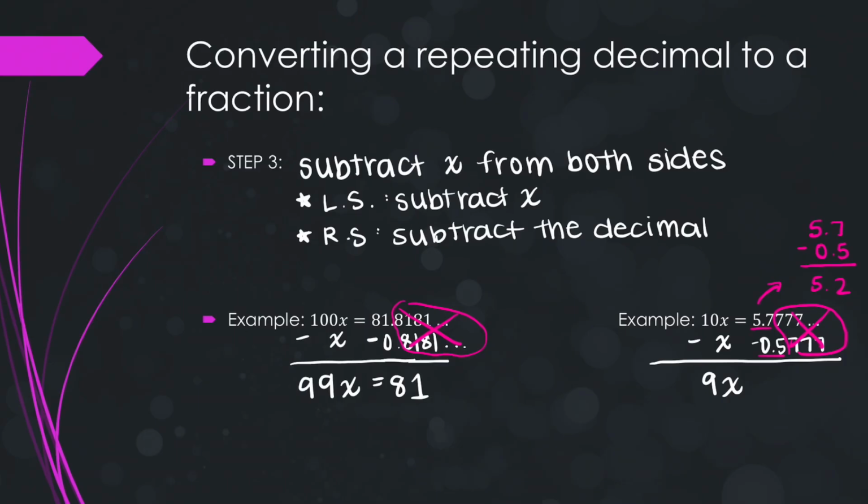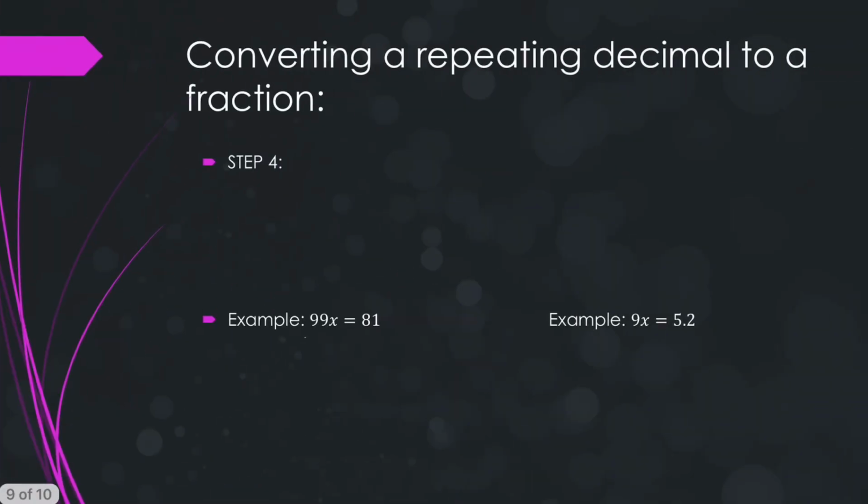So that's going to be what's on my right side now, because I got rid of the rest of the decimal. Everything else that I couldn't get rid of, I did the subtraction for. Now I have 9x equals 5.2. The first one is a lot easier because those match up. The second one, you're going to have to do a little bit more math. But the same idea applies, where on the left side, you're really just dealing in x's, and on the right side, you're just dealing with whatever you have left over.